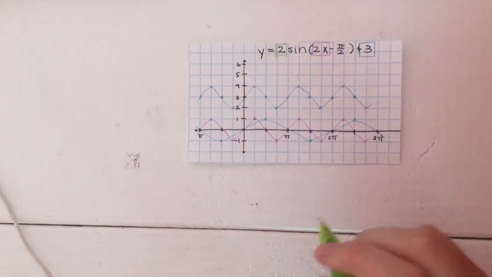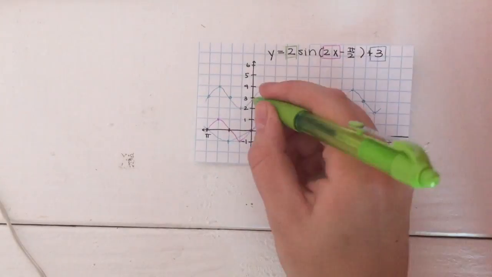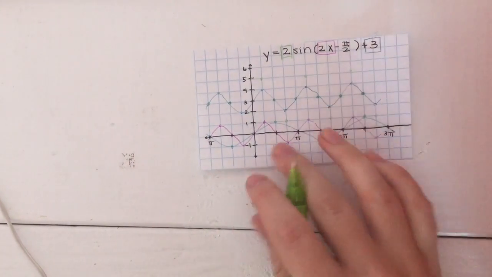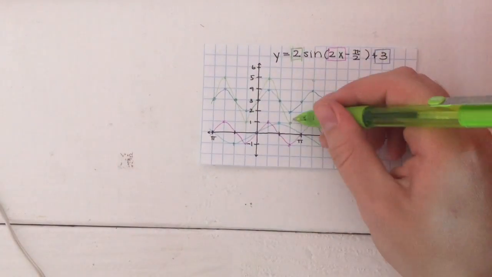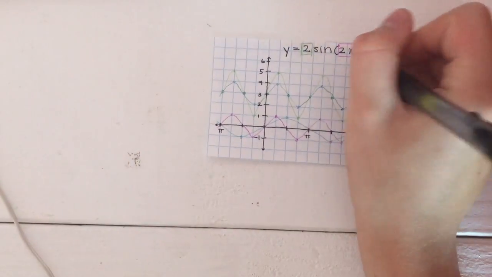Next, I'm going to focus on an amplitude, which is going to be the 2 multiplied before your sine function. And here, I'm just going to bring all my points up 1 because my original difference between the midline and the points was 1, and I've multiplied that by 2. So now that difference is 2 instead of 1.